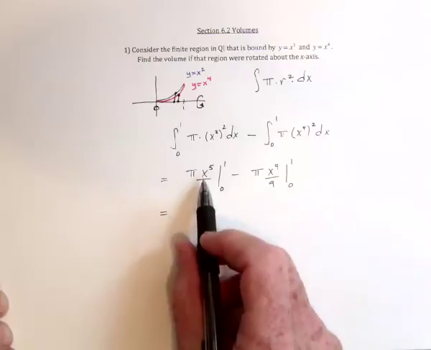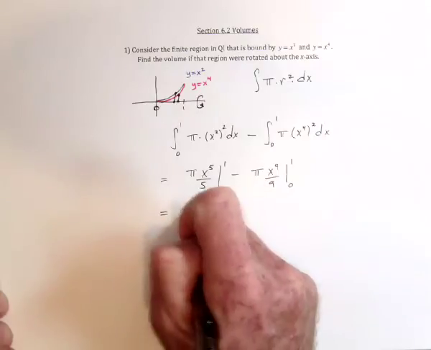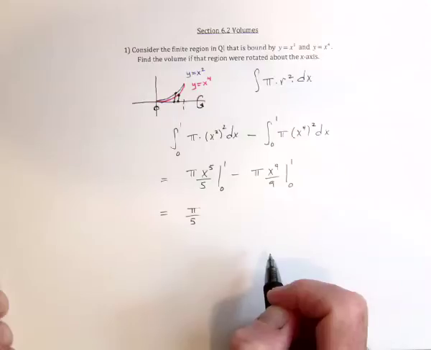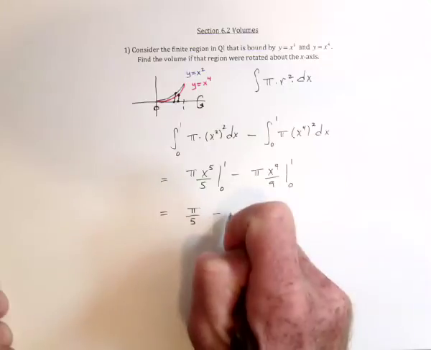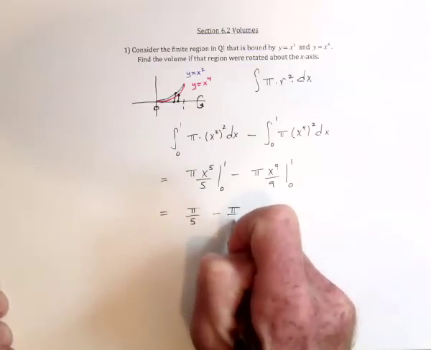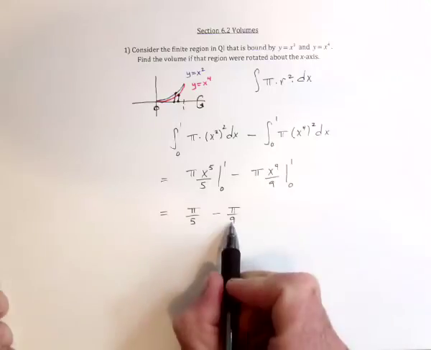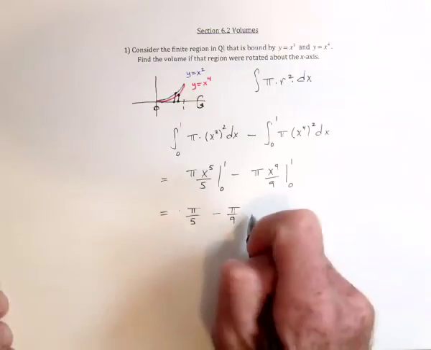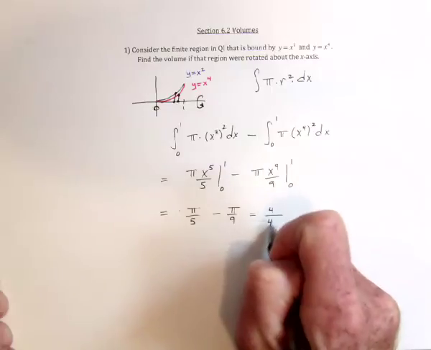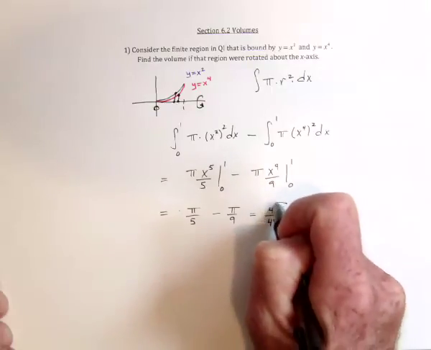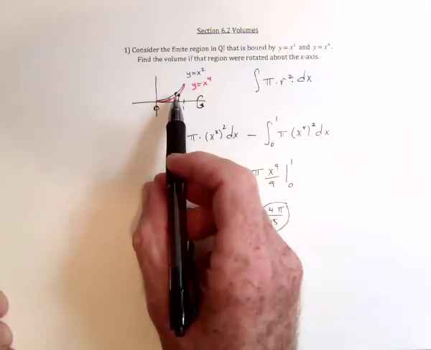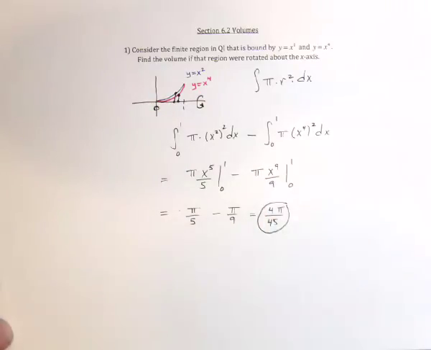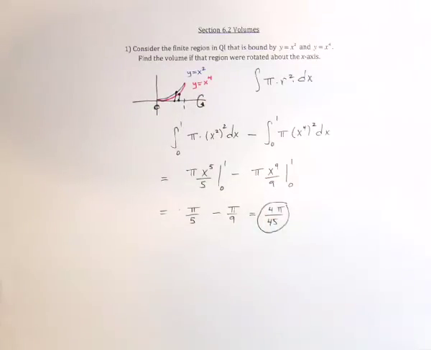So when you substitute a 1, it's going to become 1/5 of pi. And when you substitute a 0, it's 0. Likewise over here, the only thing that one contributes is 1/9 of pi. So let's see, that's going to be 9 minus 5 is 4/45 of pi. And so if you were to create this vase out of glass or something, this is the volume, the total amount of glass needed to create the artwork.